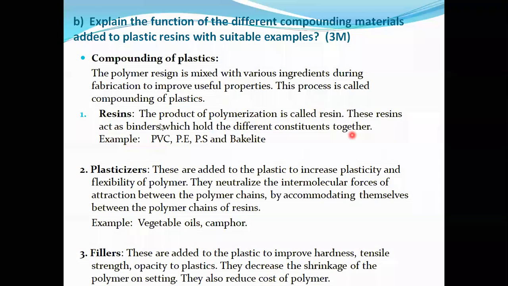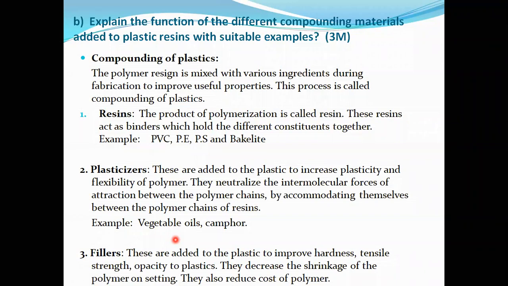For the compounding process, I'm adding the following additives. Number 1 is known to be resin. Number 2 is known to be plasticizer. Number 3 is known to be filler. Resins, as I said last time, PVC, polythene, polystyrene, bakelite, they are known to be resins. What is known to be plasticizers? Plasticizers increase the flexibility of the polymer.